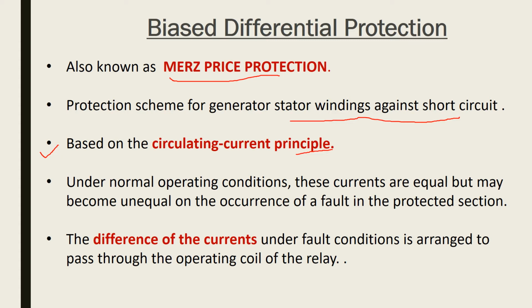Under normal conditions, the incoming and outgoing currents balance to 0, and our relay does not get any current, meaning the relay current is equal to 0. But when a fault occurs, the relay current will not be equal to 0, and if this current is greater than the pickup value, a relay command is issued to the circuit breaker to trip off the connections. As already stated, the difference of the currents under fault conditions is arranged so that the operating coil of the relay gets activated.